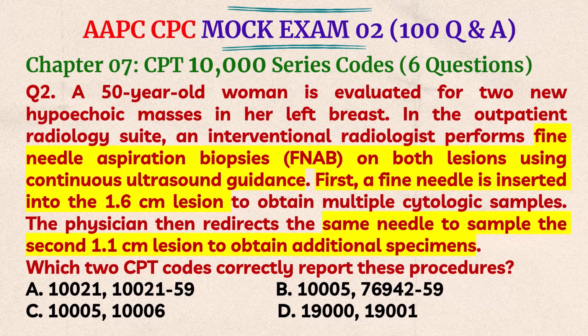So here you have to highlight, this is fine needle aspiration biopsy on 2 lesions using continuous ultrasound guidance. The first lesion is 1.6 centimeter. The same needle is used for the second lesion, that is 1.1 centimeter. Both are done using ultrasound guidance. When you look at the answers, you can see adjacent codes are used. A, B, and C are all adjacent codes, and D is a somewhat different code. So you can use the elimination method or the CPT alphabetic index. Let's use the elimination method first.